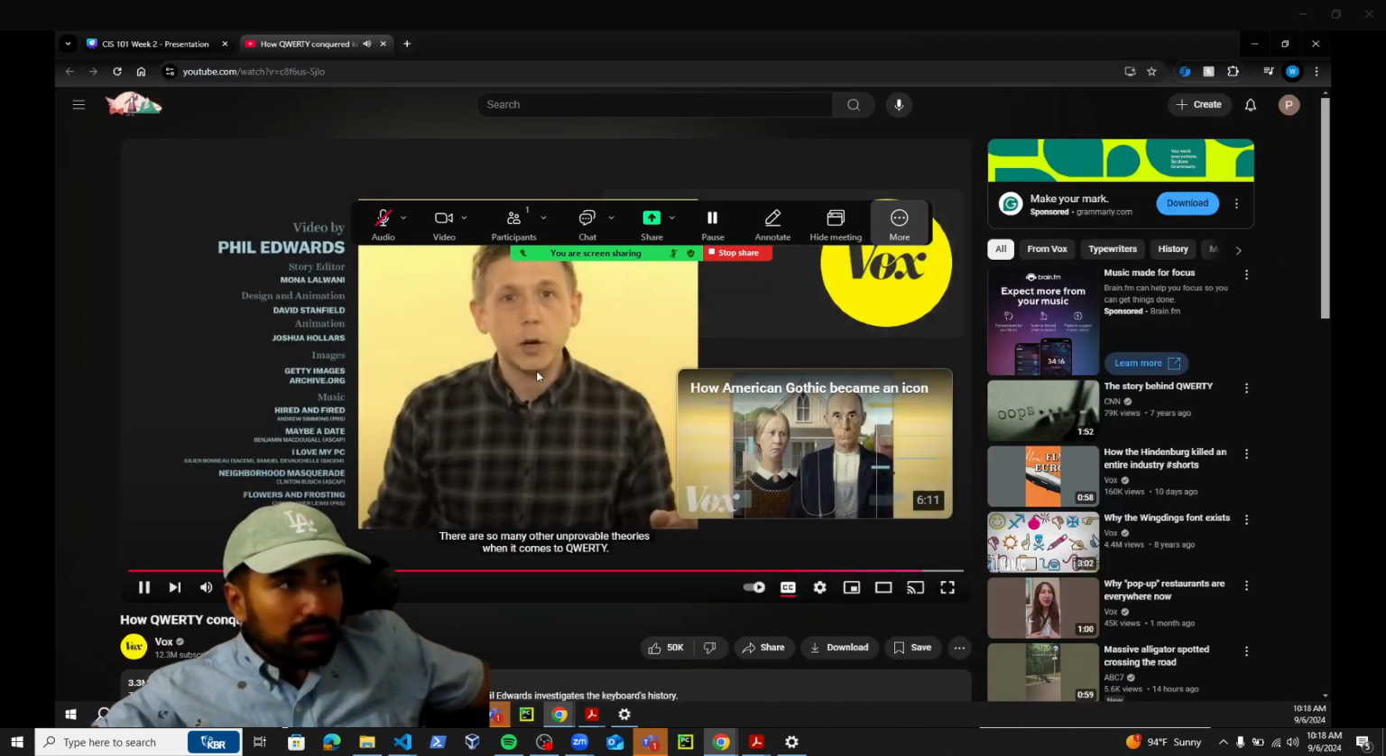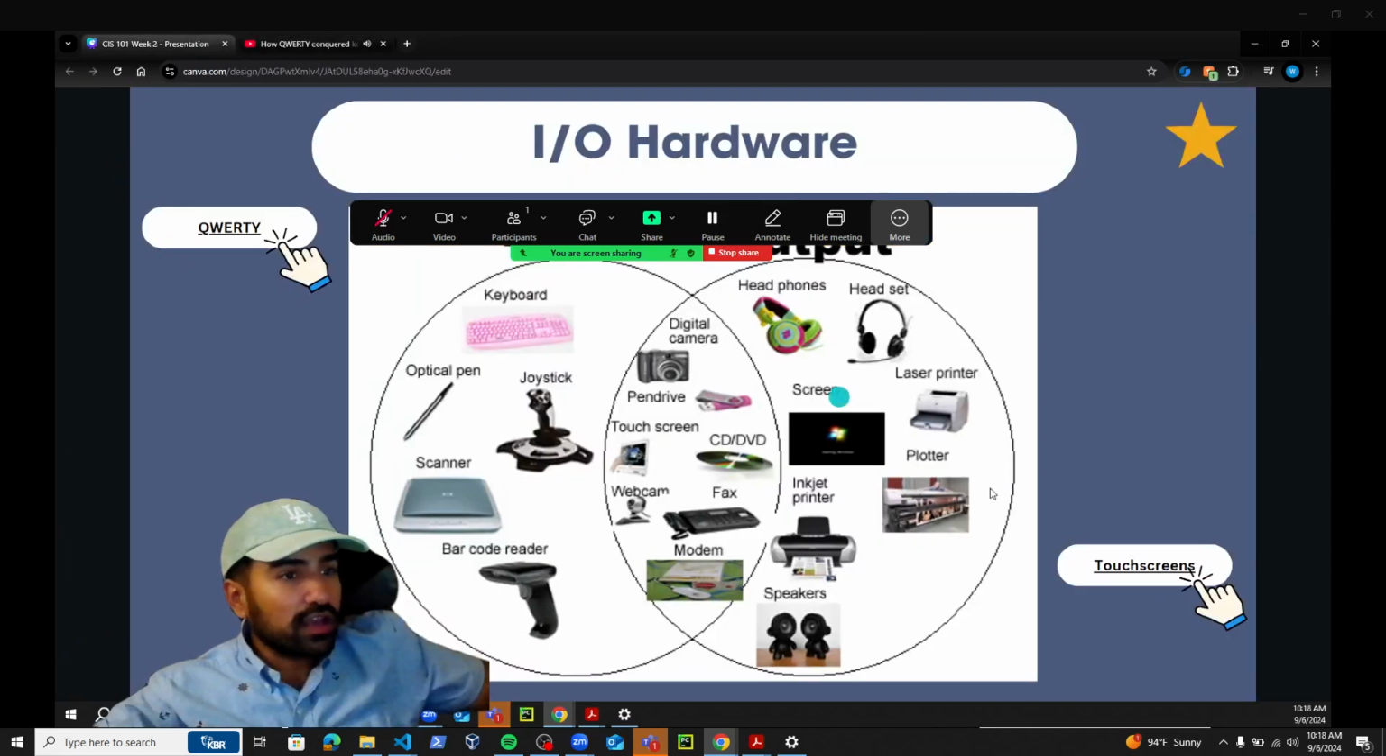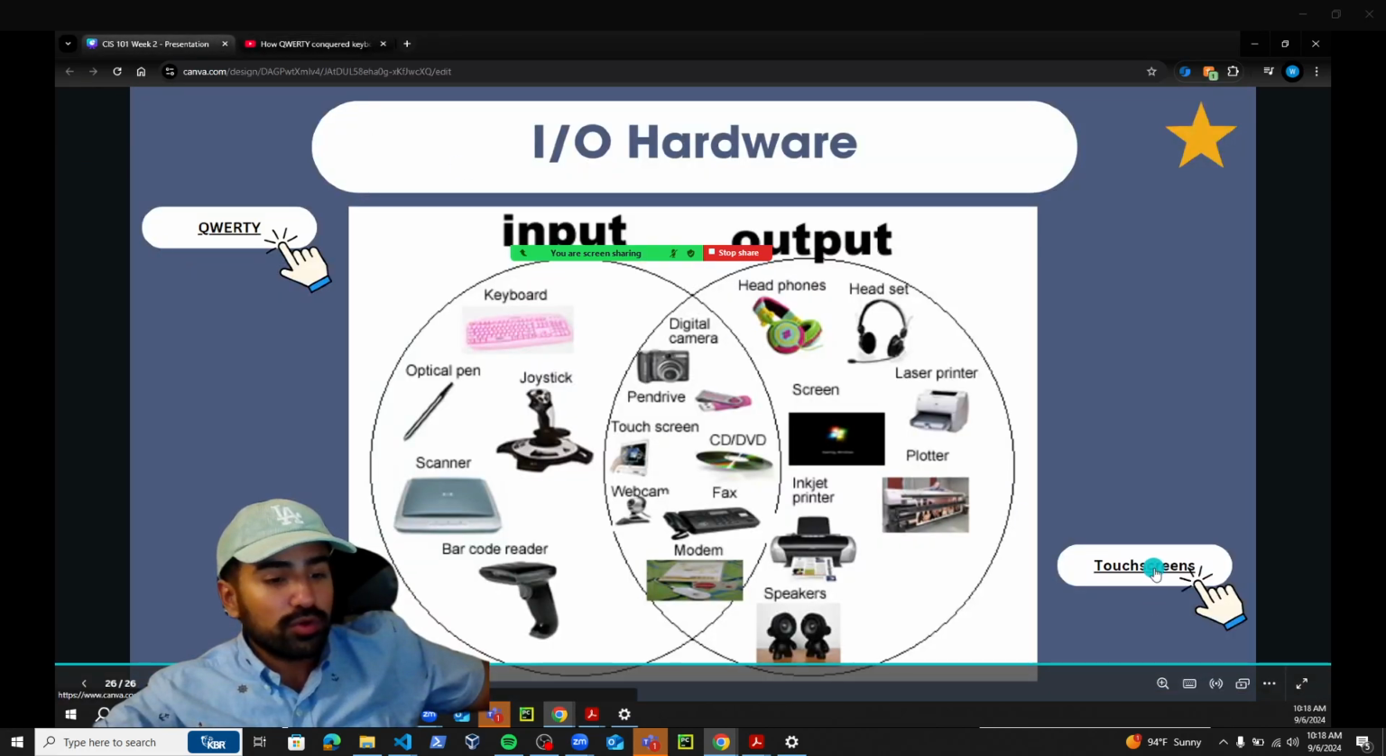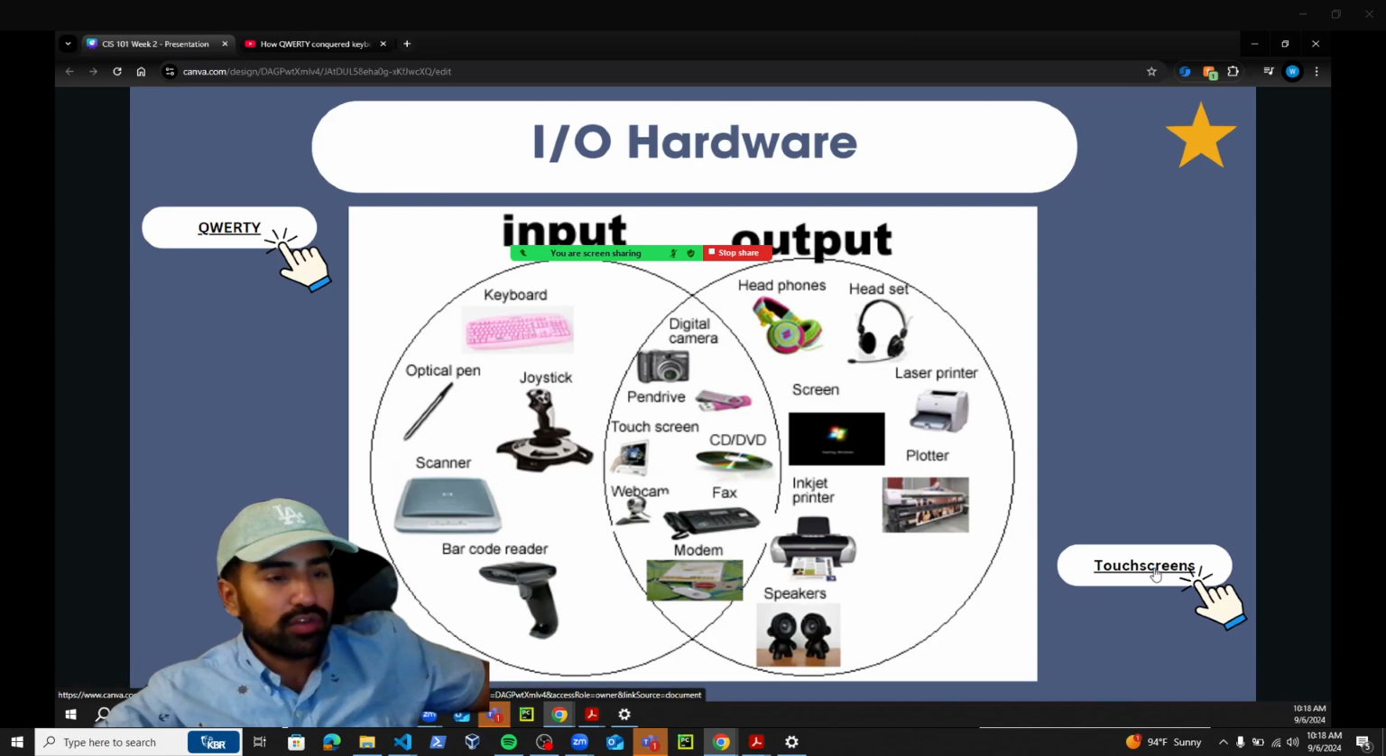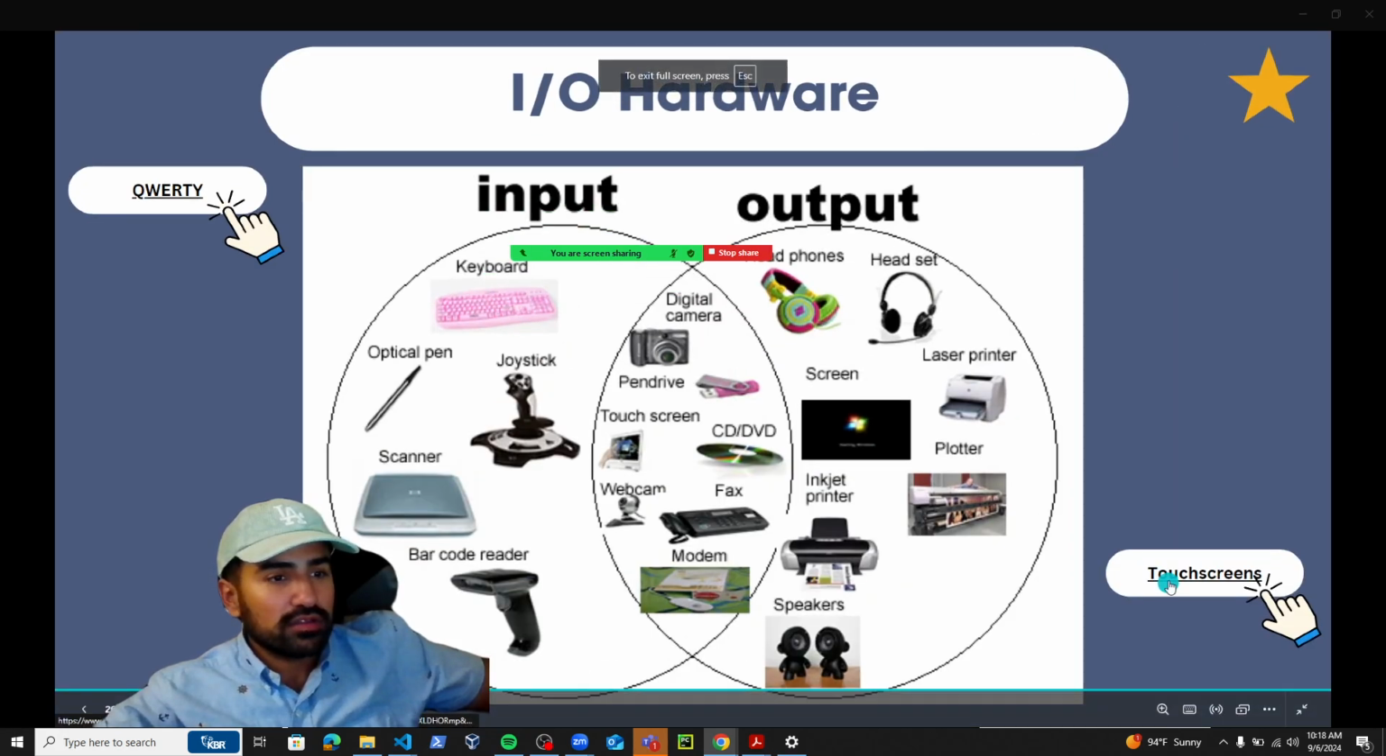So yeah, let's go ahead and look at a video on one of the most widely used input-output devices, the touchscreen. Let's see.